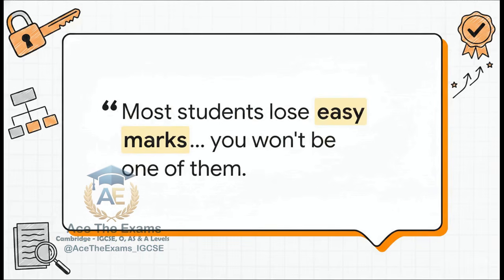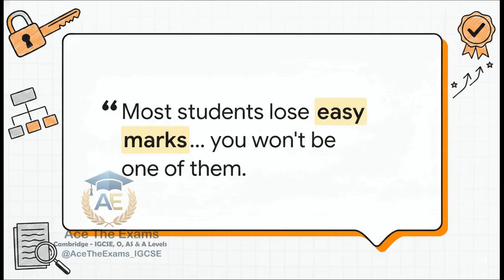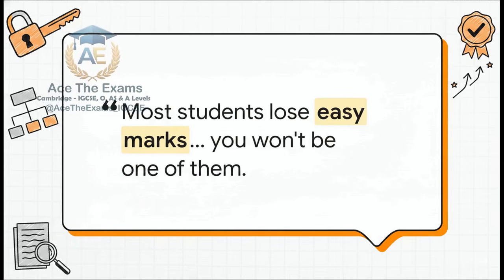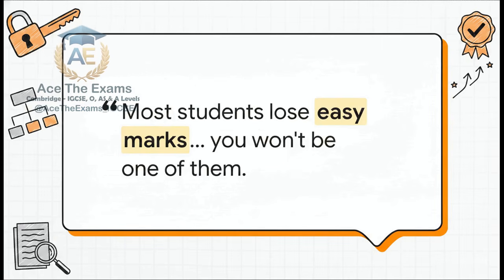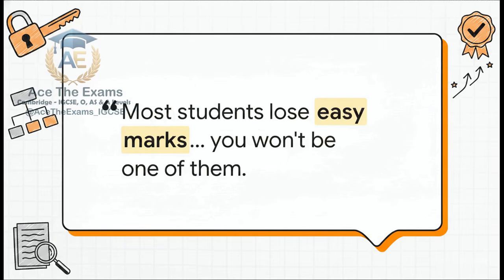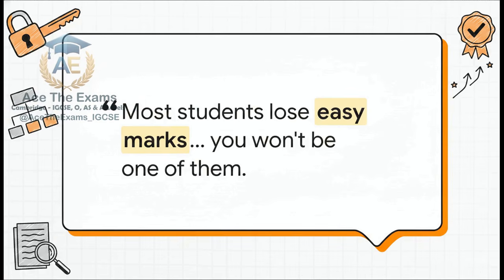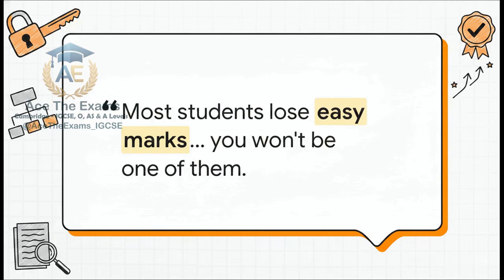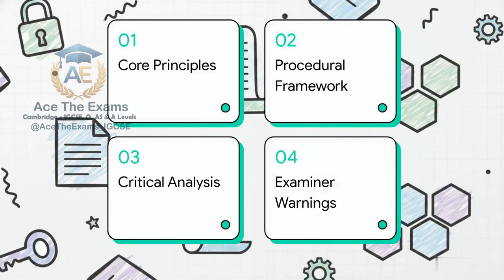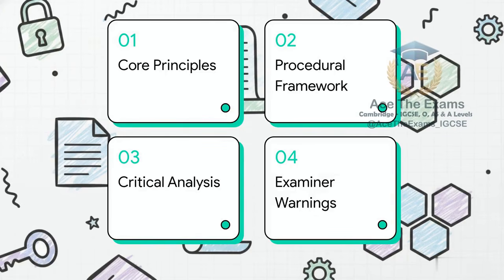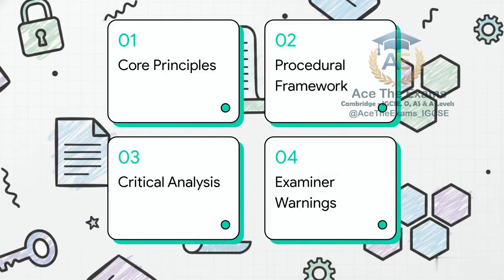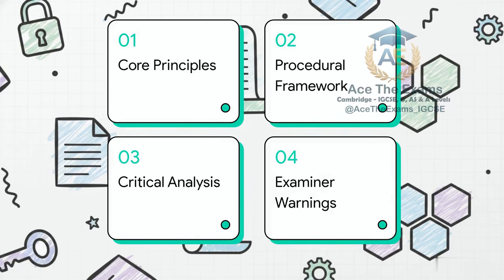Okay, the examiners aren't actually trying to trick you, despite how it feels when the clock is ticking and you're staring blankly at page 4 of the exam paper. They are looking for very specific indicators of understanding. They want to see the PEEL framework in action: point, evidence, explanation, link. Once you understand what they are looking for, those lost marks become guaranteed points in your bank. To get you there, here's our roadmap for the perfect heist. We will tackle this in 4 distinct phases. First, core principles. Second, the procedural framework. Third, critical analysis. And finally, examiner warnings.